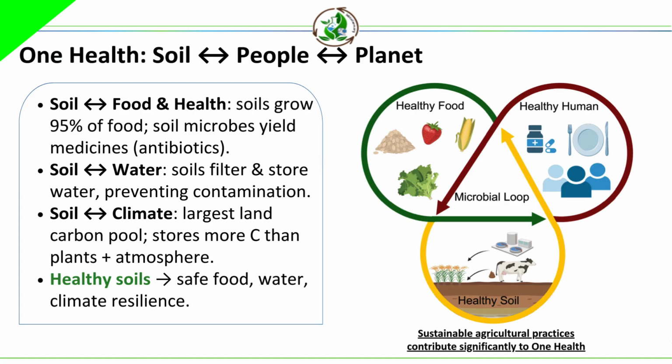Soil acts as a filter. It cleans our water, preventing pollution from reaching our taps. It's also the largest land carbon store. More carbon is in soil than in plants and air combined, which makes it a key climate regulator. So when we manage soil sustainably, we are not just helping plants, we are helping ourselves and even wildlife. Improving soil means safer food, cleaner water, and a stable climate. Basically, healthier lives and a healthier planet. The concept here is that by taking care of soil, we are contributing to the health of everything.